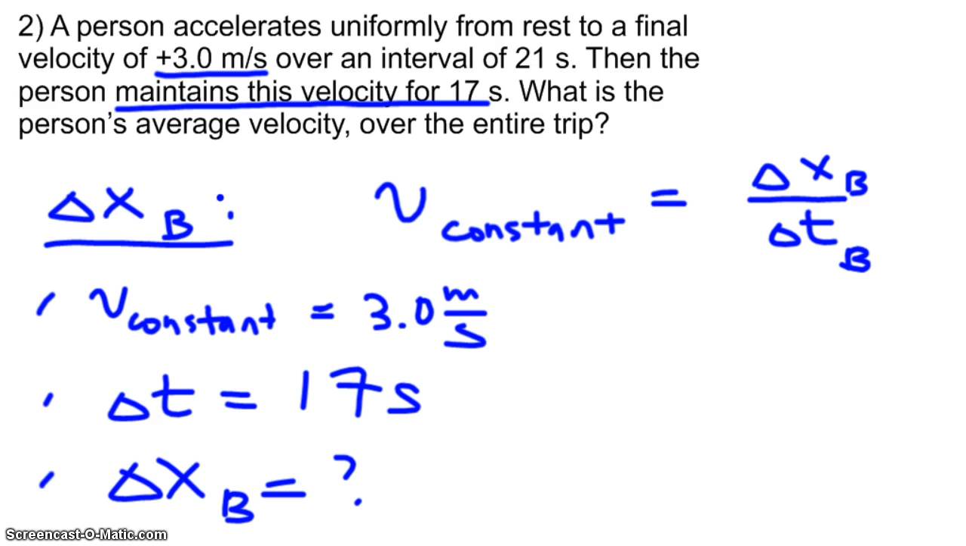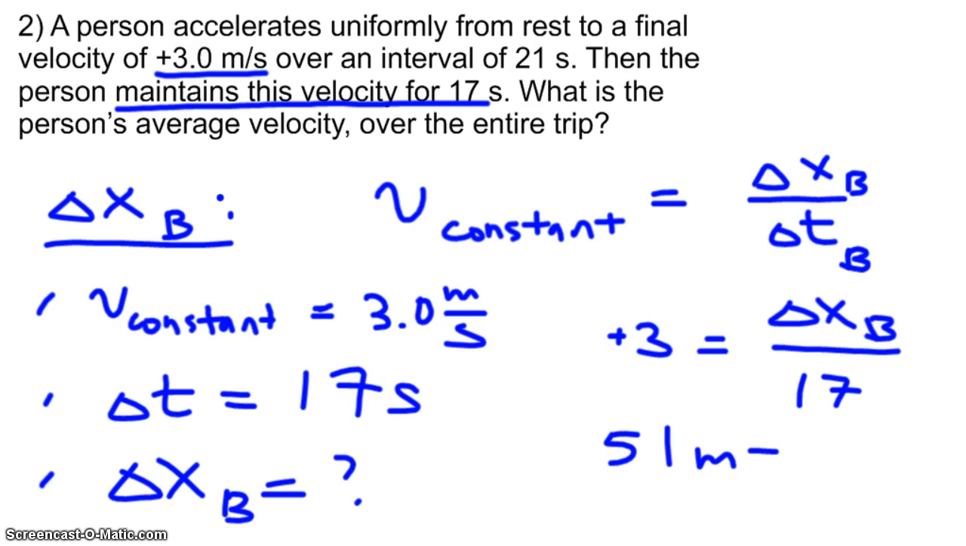So V constant is positive 3. I'm going to leave off units right now. We've done lots of unit analysis. Delta X sub B is the unknown. The time is 17 seconds. You multiply these together, 21 plus 30. And that is what you get for delta X sub B.